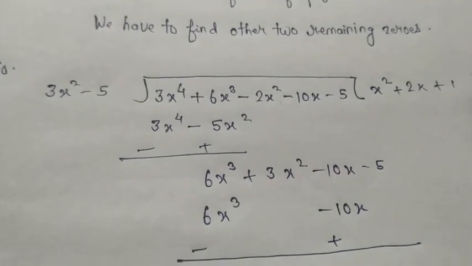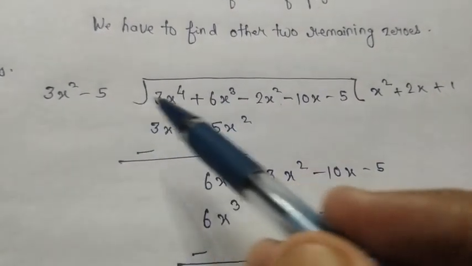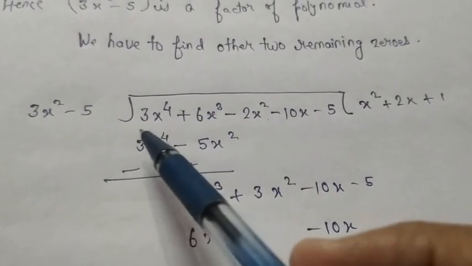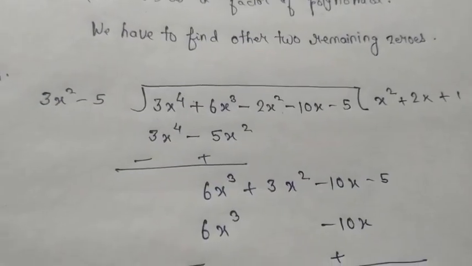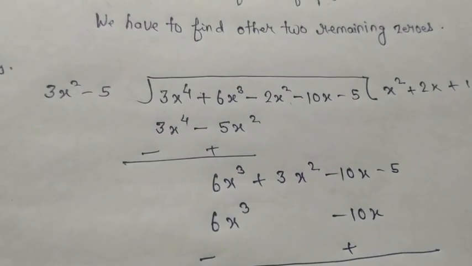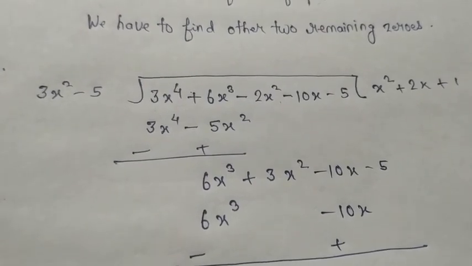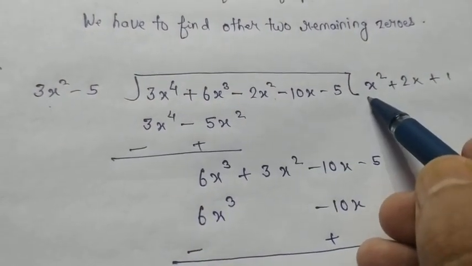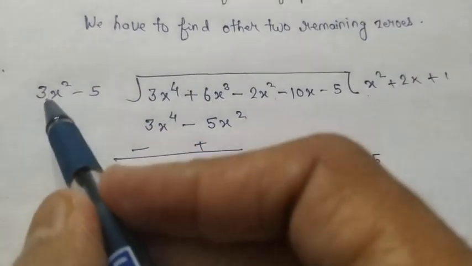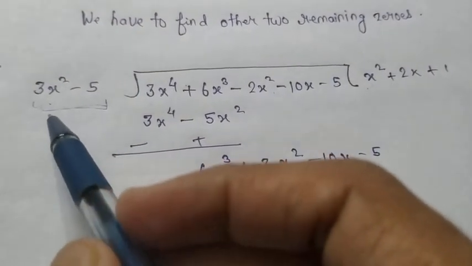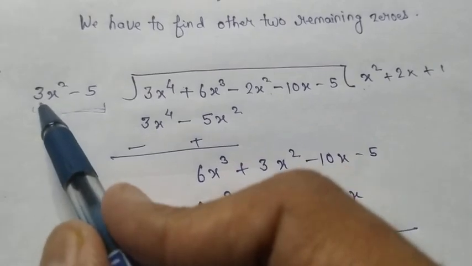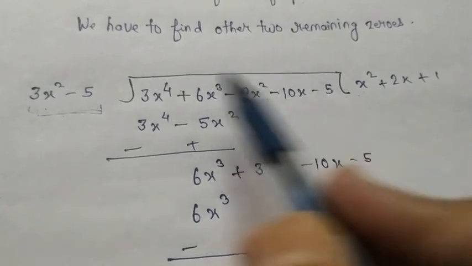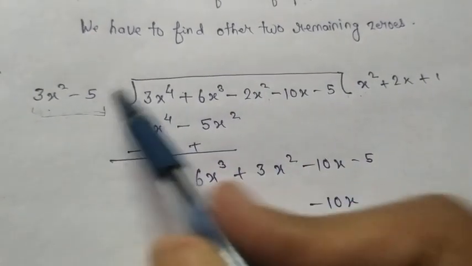So what I have done, same procedure, same division process. So see, 3x to power 4. Now here is 3x square, so I want 3x to power 4. So in 3x square, what should be multiplied to get 3x to power 4? So I think x square. So x square I have written here. Now x square will multiply to these two terms. When you will multiply it, it will come 3x to power 4, and when minus 5 will multiply to x square, it will come minus 5x square. So I have written here.